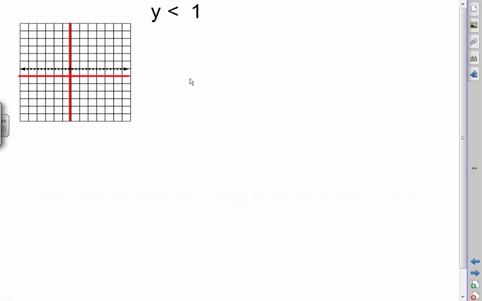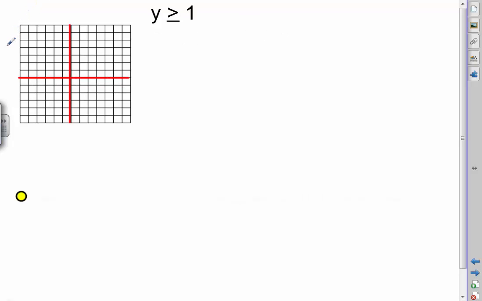We test a point. Here's 0, 0. So we test 0, 0. It says y is 0. So we go 0 is less than 1. Is 0 less than 1? Yes, it is. So since 0 is less than 1, that means this is a true statement on the side we tested, and we shade below it where the point was. Your turn. y is less than or equal to 1.